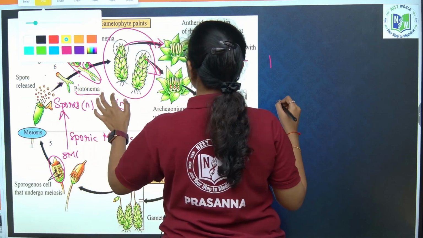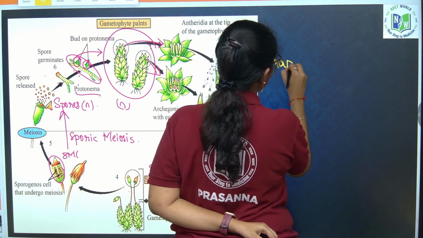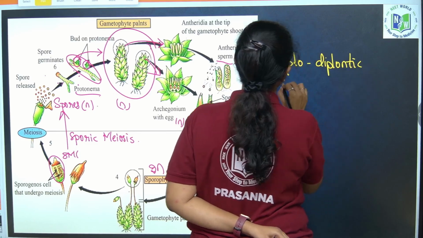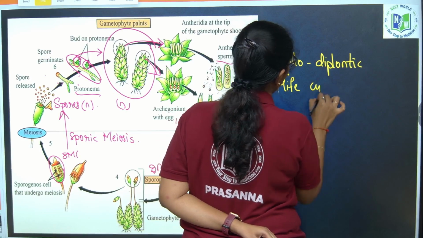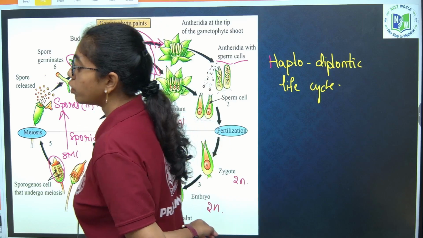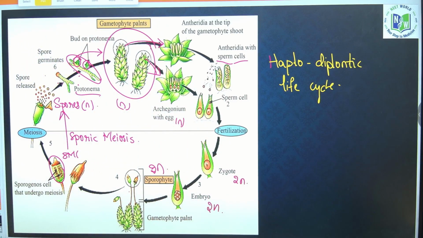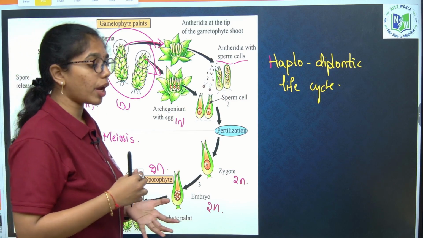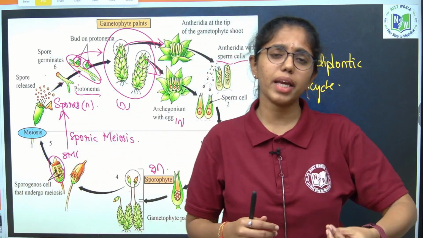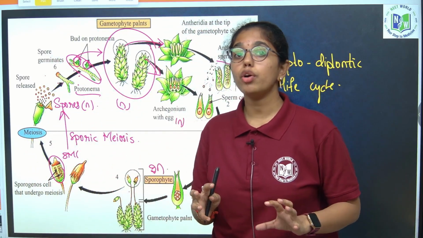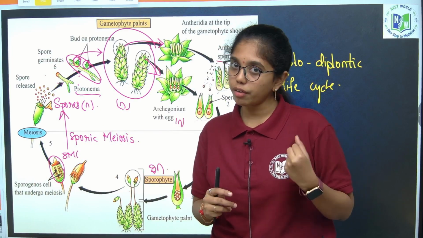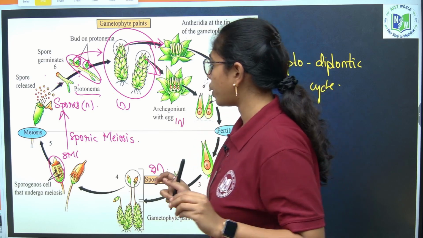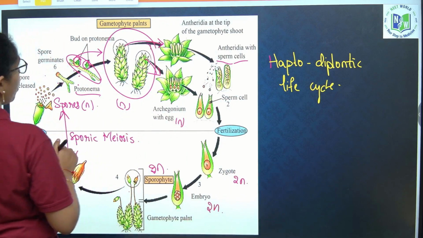What is the life cycle? Haplodiplontic life cycle. Why is it haplodiplontic? Because if you look into the complete life cycle, you can find two equal phases, haploid and diploid phase. And in bryophytes, what is the main plant body? Gametophyte. Is the sporophyte dependent or independent of the gametophyte? Sporophyte is dependent on gametophyte. These are few points that need to be focused. Clear? So, this is all about bryophytes.